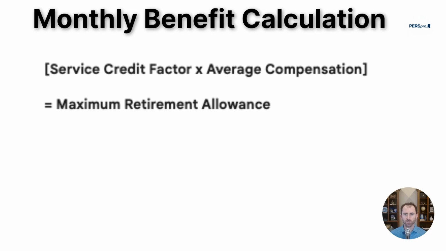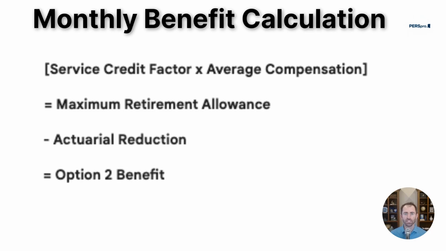However, for option 2, PERS applies an actuarial reduction to your maximum retirement allowance amount. This reduction is based on the ages of both you and your beneficiary at the time of your retirement. The younger your beneficiary is compared to you, the larger the actuarial reduction will typically be, because PERS expects to pay that monthly benefit for a much longer period of time. The result after your actuarial reduction is your option 2 benefit amount.